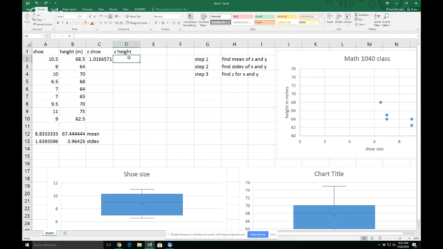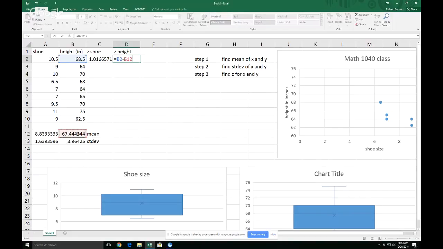Let's do it for the height. Gentry, it must be your turn. What's my Z-score for my height? You start with 68.5 minus 10.5? No. What do you subtract? Look at your formula here. It's y sub I minus y bar. What's y bar? The mean. Which mean? 67.4.